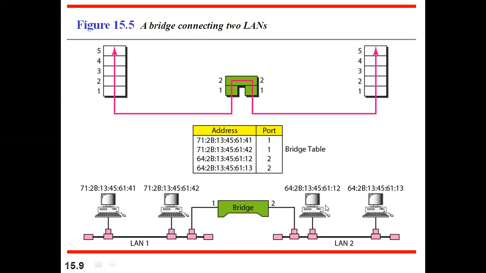Suppose the PC 12 wants to send a message to 41. Then it has to go through the bridge, cross the bridge, and go through port number 1. So the address is what? If you want to send a message to 41, the port number is 1. If it is 42, then it is 1. If suppose the reverse, 41 wants to send a message to it, then the port number will be 2. So if you want to reach 12, then the port number is 2. If you want to reach 13, then the port number is 2.